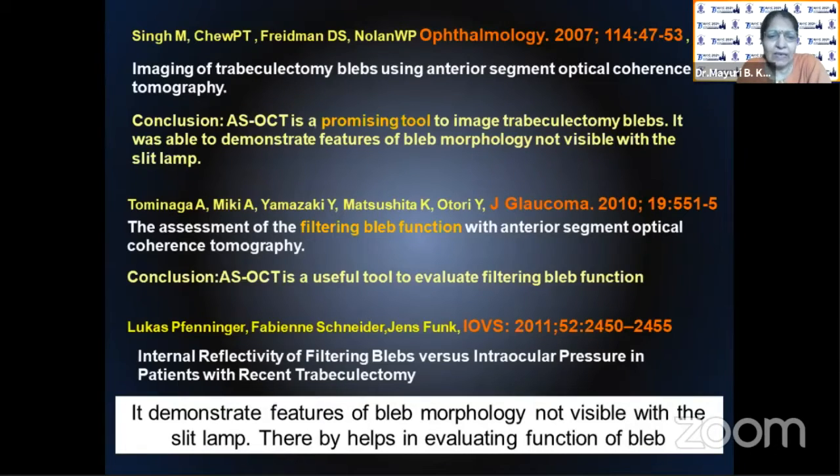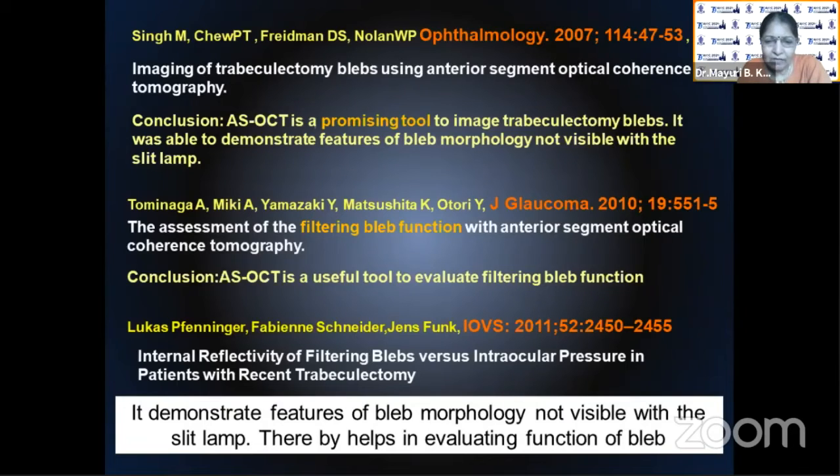Various studies are there in the literature, and we have also published our study, which suggests that anterior segment OCT is a promising tool. With its help, you can assess the filtering bleb functionality in the early postoperative period.